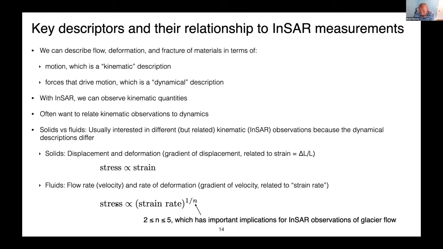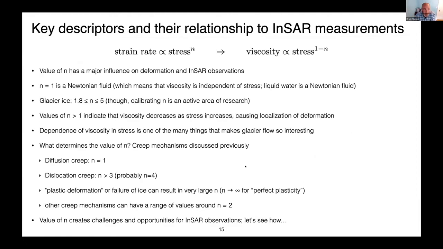And in material like ice, there's a nonlinear relationship between the stress and the strain rate that we can observe. These are often related in power law form, where we get an exponent n that ranges typically somewhere between 2 and 5. And this value of n, and the changes in the value of n, really have important implications for InSAR observations of glacier flow.